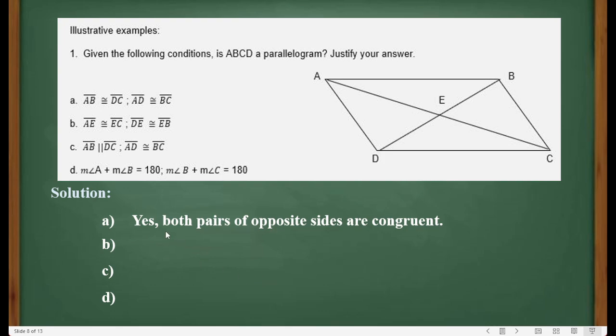Next, how about letter B? Segment AE, where is that segment AE? This one. Is congruent to segment EC. And segment DE is congruent to segment EB. Okay. So with this condition in letter B, we go back to the question. Is quadrilateral ABCD a parallelogram? Yes or no? If your answer is yes, you are correct. And what is the reason? The diagonals bisect each other.